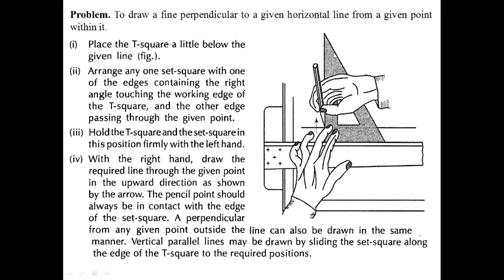Then arrange any one set square with one of the edges containing the right angle touching the working edge of the T-square, and the other edge passing through the given point. So this is the given point. Hold the T-square and set square firmly, because if you hold them loosely, your line will not be perfectly 90 degree. With the right hand you draw the required line. So a perpendicular line is drawn using the T-square and set square. Clear? Next.